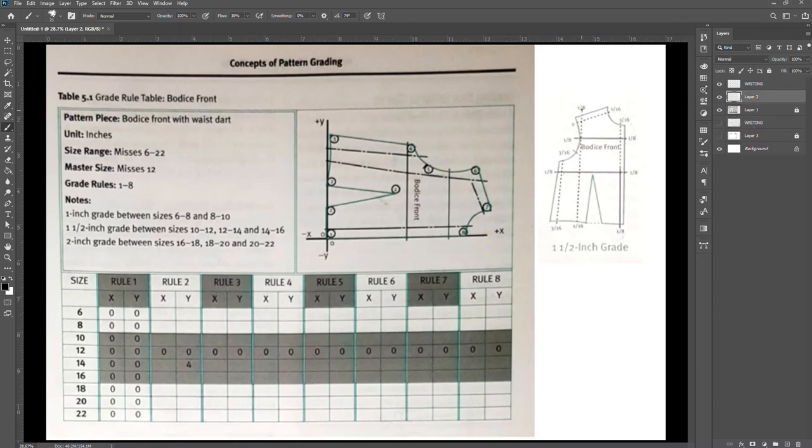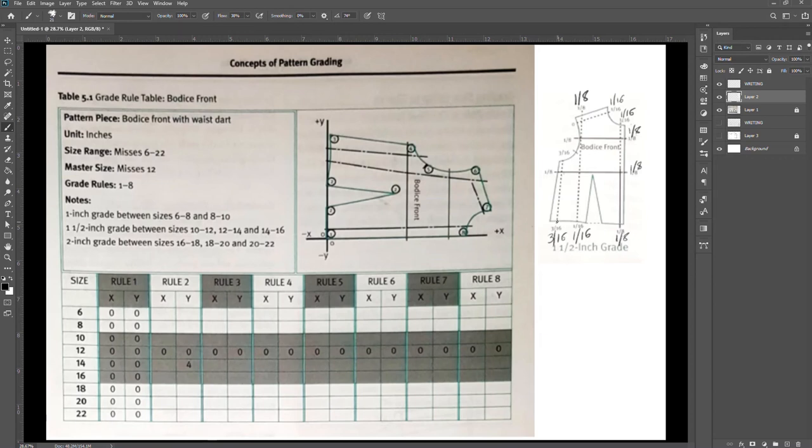So I don't think that having those grade rules vertically is that helpful. So what I'm doing is I'm writing down all the numbers just bigger so I can see them without having to squint at the page. And then I'm going to actually rotate this 90 degrees, rotate the bodice front, because the bodice front on our concepts of pattern grading worksheet is oriented with the center front waist at the origin point.